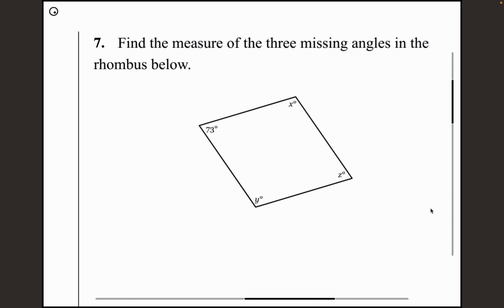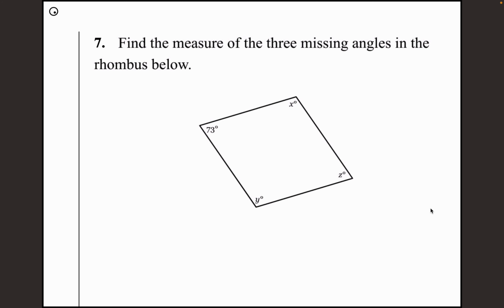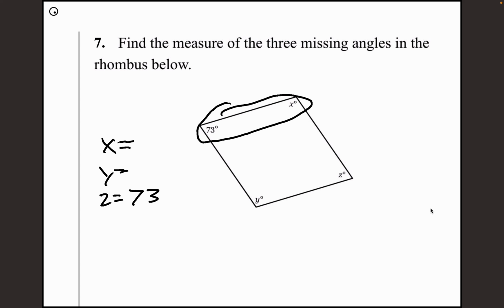What about this one? Which one should I know right away? Z. What's z going to be? Now, how can I find x? Yeah, I can do 180 minus 73 because these add up to equal 180. And what's that going to be? 107. So if x is 107, y is 107 because they're congruent.